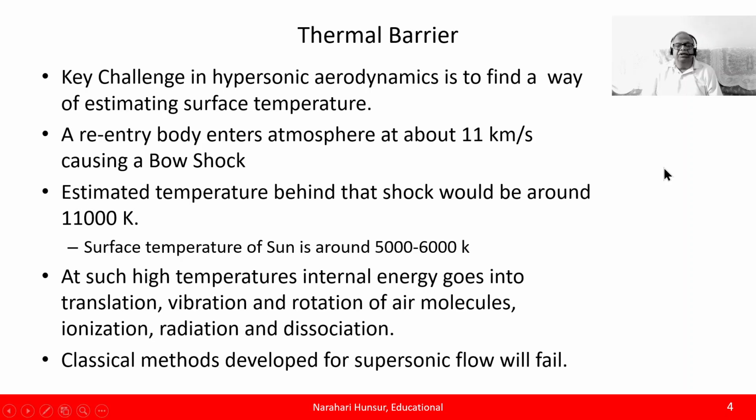Typically, a re-entry body enters the atmosphere from space at about 11 kilometers per second, give or take a little, causing a huge bow shock. Estimated temperature behind that shock would be around 11,000 degrees Kelvin. Just to give you an idea of what 11,000 degrees Kelvin means, the estimated surface temperature of the Sun is around 5,000 to 6,000 degrees Kelvin. The internal temperature of the Sun is much more, of course, and the outside temperature is also higher, but the surface temperature is estimated at about 5,000 to 6,000 degrees Kelvin.